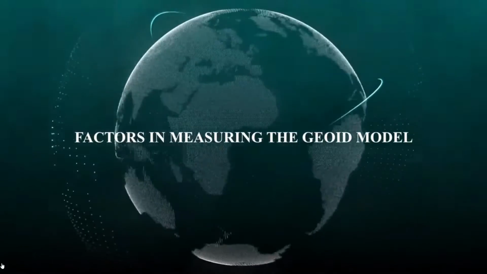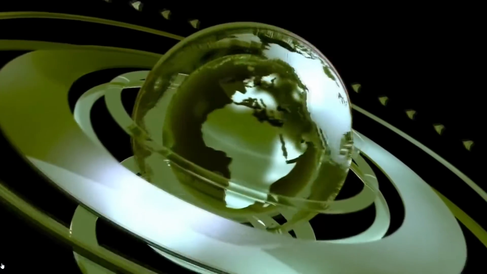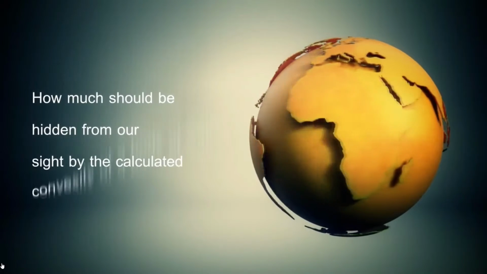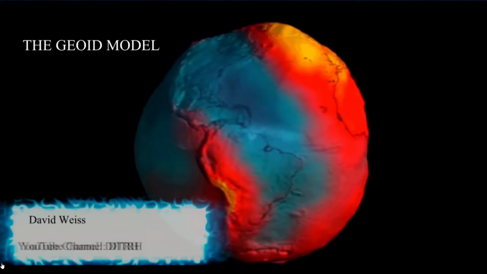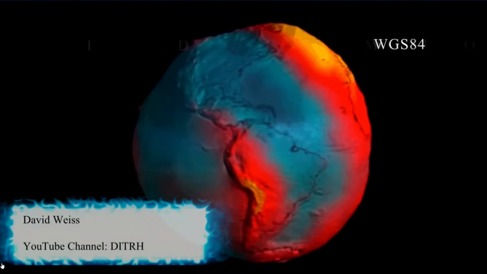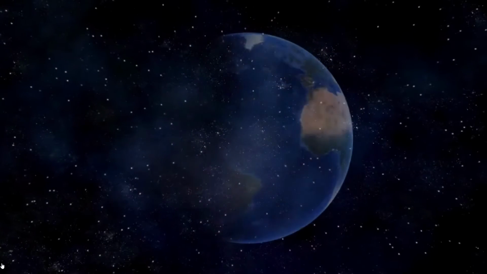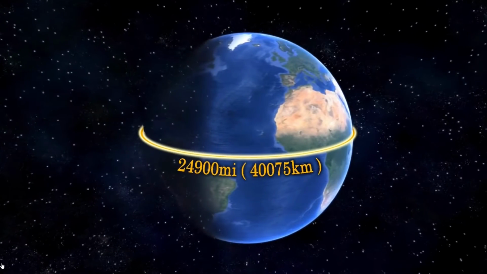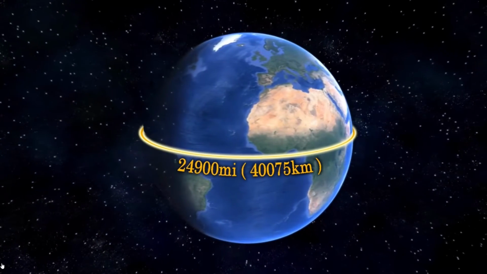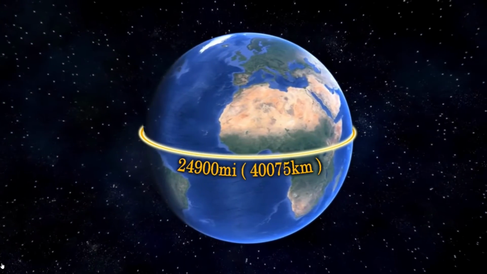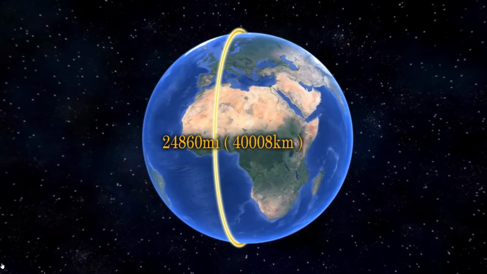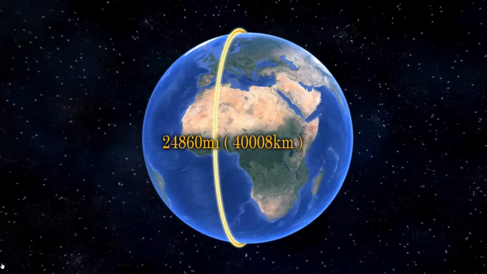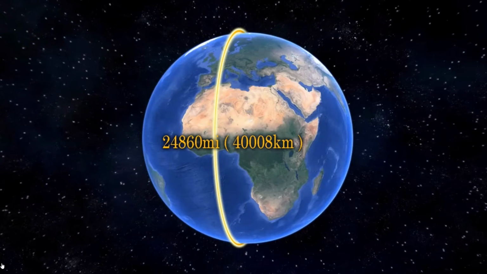Factors in measuring the geoid model. Let's take a minute to demonstrate the factors in measuring the geoid model. How much should be hidden from our sight by the calculated convexity of a body of water? The geoid model, or WGS-84 mathematical construct, states the Earth is an oblate spheroid 24,900 miles or 40,075 kilometers in circumference at the equator, and 24,860 miles or 40,008 kilometers circumference over the poles.